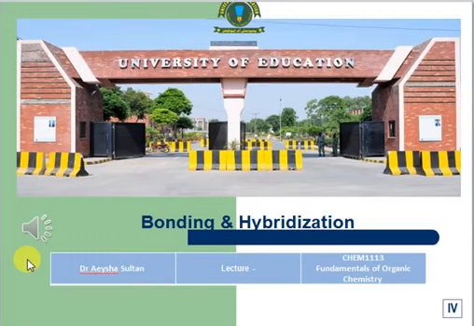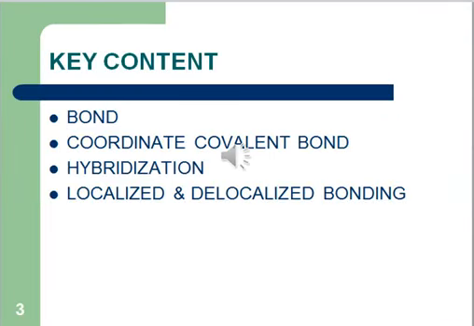So in today's lecture we will consider bonding and hybridization. The key concepts we'll consider in today's lecture will be the bond, what a coordinate covalent bond is, what hybridization is, and lastly we'll consider delocalized and localized bonding. Alright, so what's a bond?